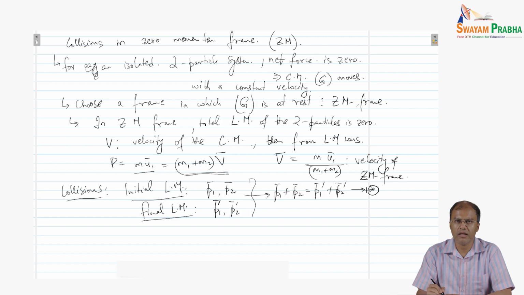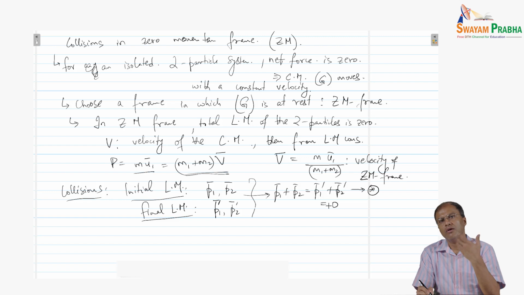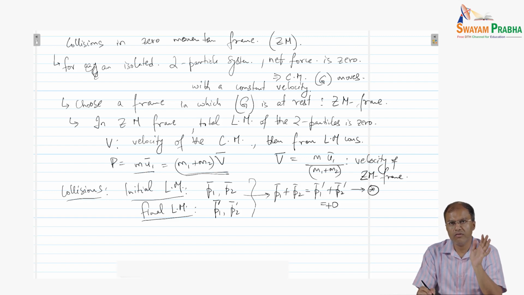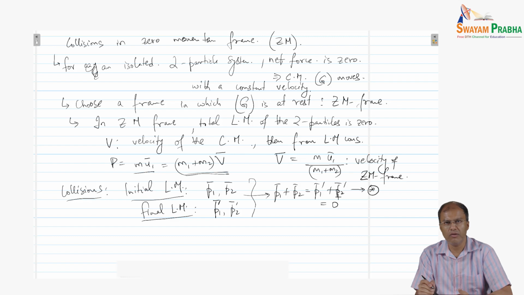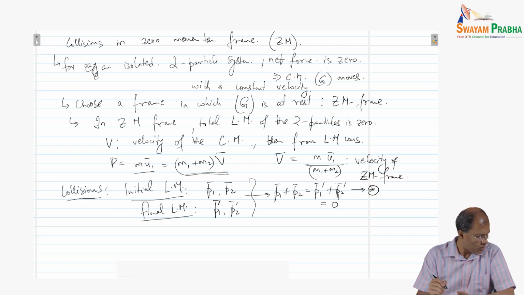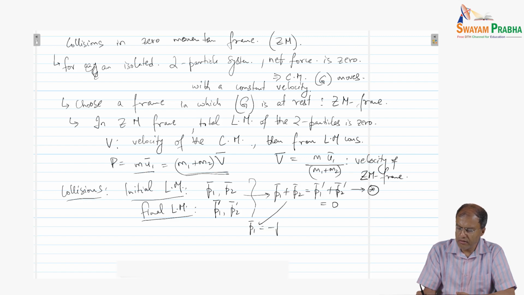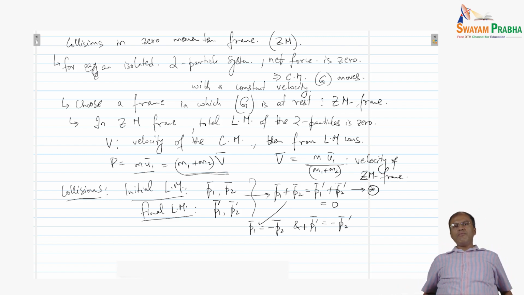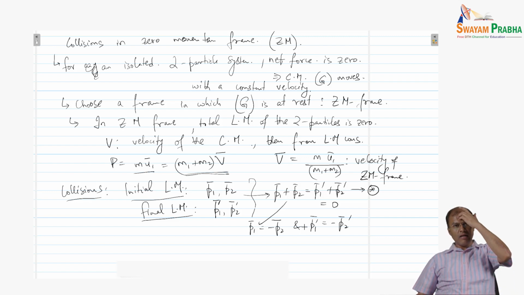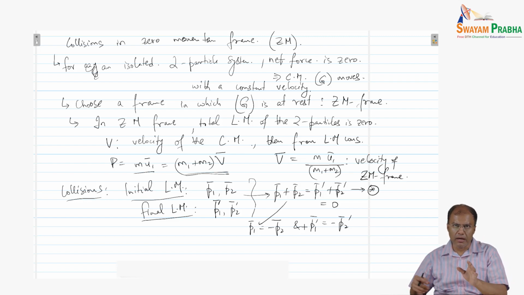Let us call this equation star, and of course this is going to be zero. We are talking about the motion in the zero momentum frame, so the net momentum has to be zero in the zero momentum frame. Okay, so this also means that P1 is minus P2 and P1 prime is minus P2 prime. So essentially what the zero momentum frame tells us is that the momenta are equal and opposite, whether the initial momentum or the final momentum, right?